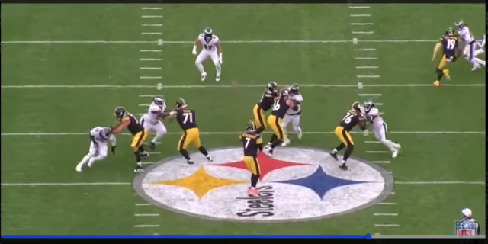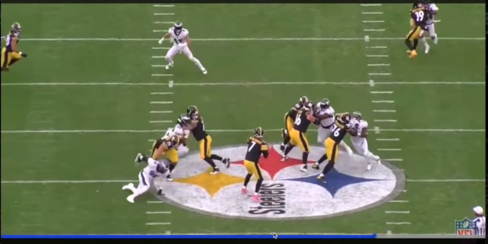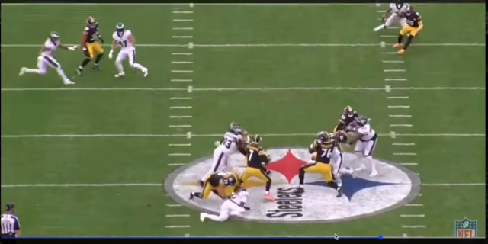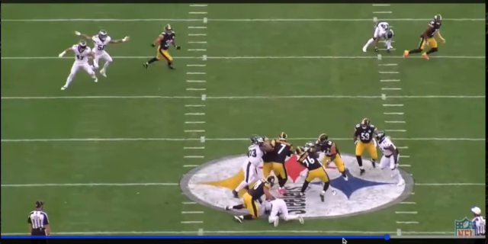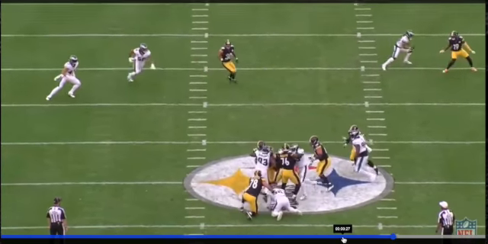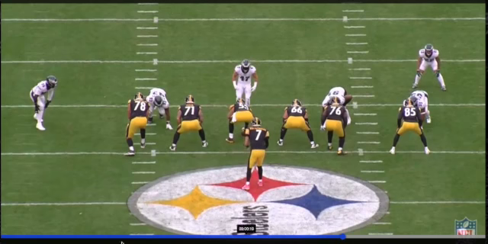High pad level. He's going to have to catch. Hips are high. Easy to bull rush. All because really initially his first step went horizontal instead of vertical. He lost leverage on his first step in relationship to the defender.